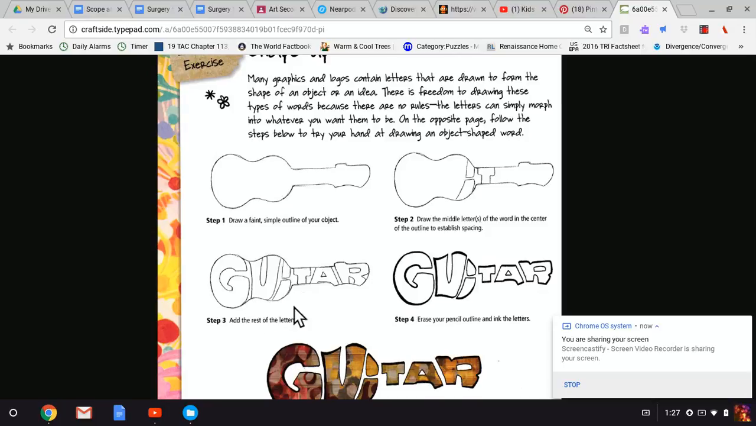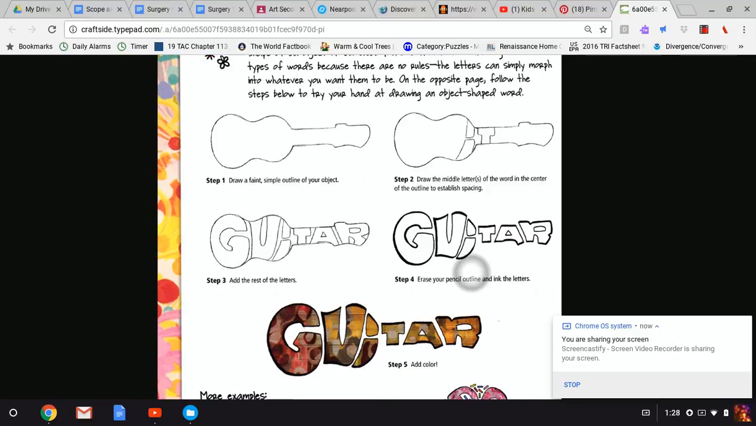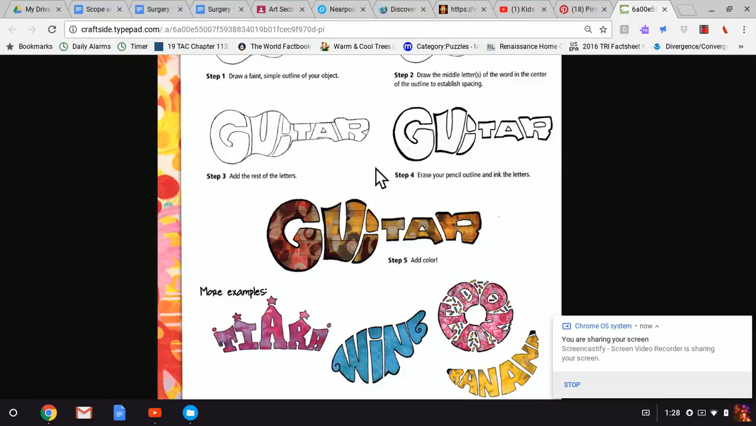All right. And then after you've added the rest of your letters, you're going to erase the outline. You're going to erase all of that in between the letters so that you're just left with the word, but now the word is in the shape of the object. And then after you do that, you're going to come back and add color.